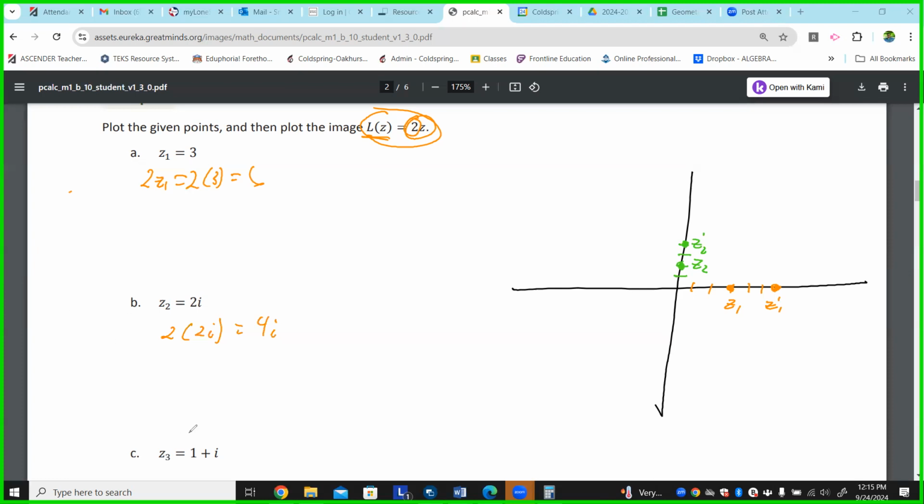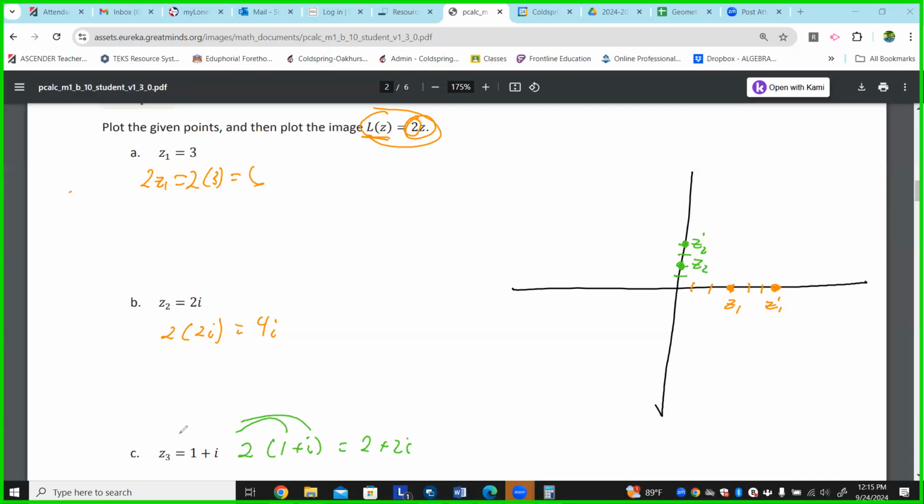All right. I now have 1 plus i. What am I going to do with that 1 plus i? That's exactly it. I'm multiplying 2 to all my z's. So I'm going to do 2 times 1 plus i, and I'm going to distribute. And what's that give me? Very good.